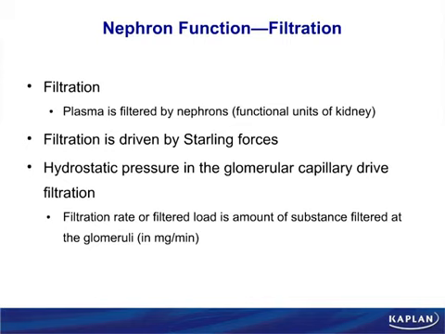Now let's spend a little time looking at each process in a little more detail. The first process is filtration. Filtration is the process by which plasma is filtered by the nephron, and this happens at the glomeruli. So filtration occurs at the glomeruli.